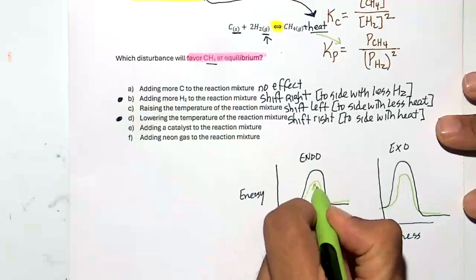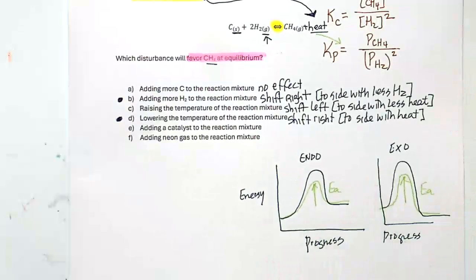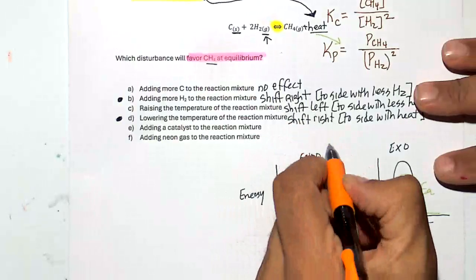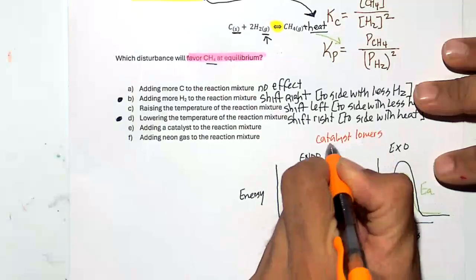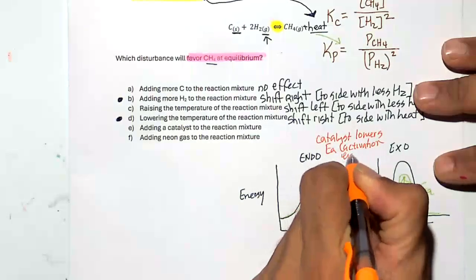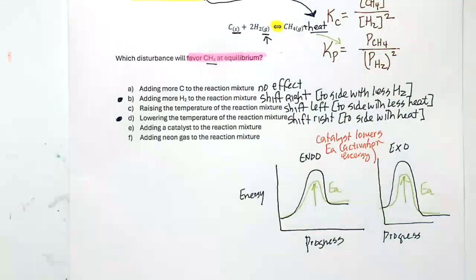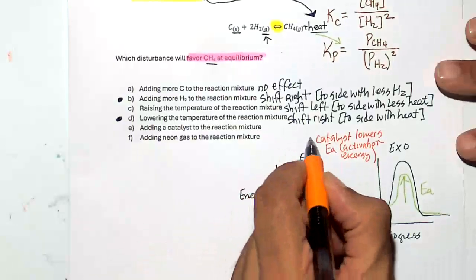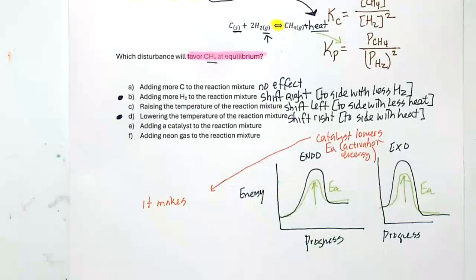Okay, regardless, for a catalyst, all it does is lower EA, which is what we're going to call the activation energy. So the only thing a catalyst is going to do, it will lower activation energy EA, so that the reaction goes faster. It just makes the reaction happen faster. It makes the reaction reach equilibrium faster.